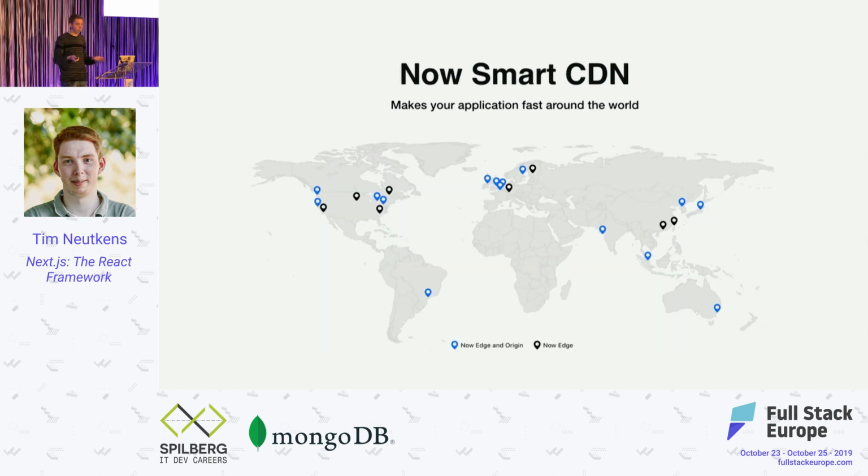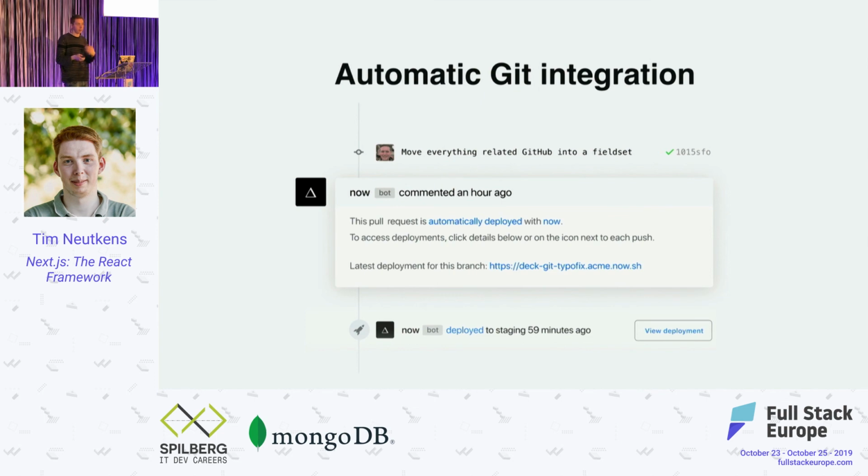So it has a CDN built in many locations around the world. And it makes sure that your app is fast around the world. So all the static assets are automatically served through its CDN. And it also has a Git integration that gives you a unique URL for every commit that you do and every push that you do to a pull request, for example. And it works with both GitHub and GitLab, and soon also Bitbucket.